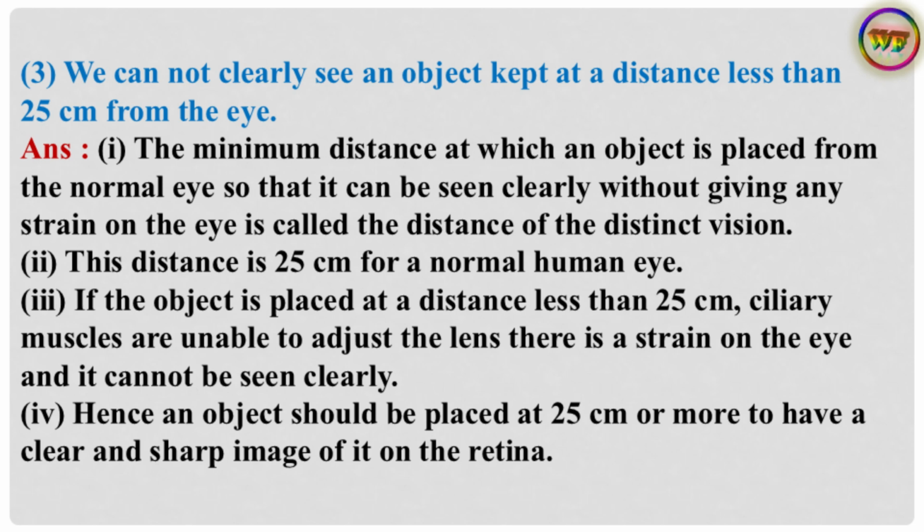Point 3. If the object is placed at a distance less than 25 centimeters, ciliary muscles are unable to adjust the lens. There is a strain on the eye and it cannot be seen clearly. Point 4. Hence, an object should be placed at 25 centimeters or more to have a clear and sharp image of it on the retina.